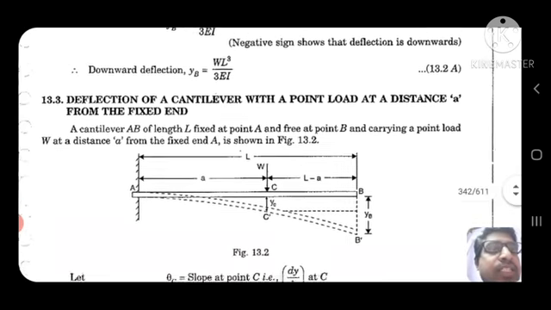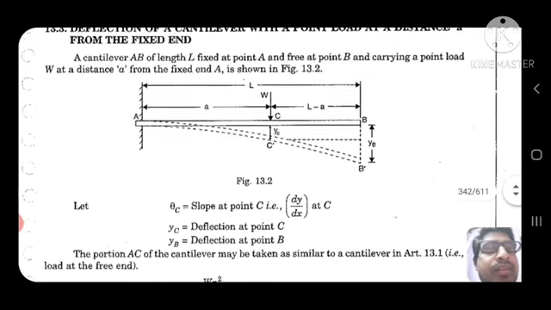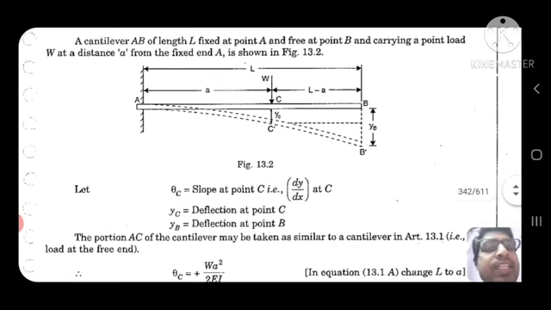Deflection of a cantilever with a point load at a distance A from the fixed end. A cantilever AB of length L is fixed at point A and free at point B and carrying a point load W at a distance A from the fixed end A.